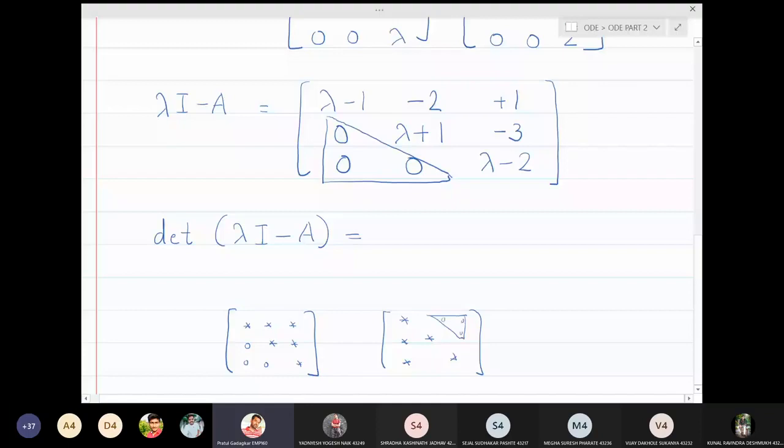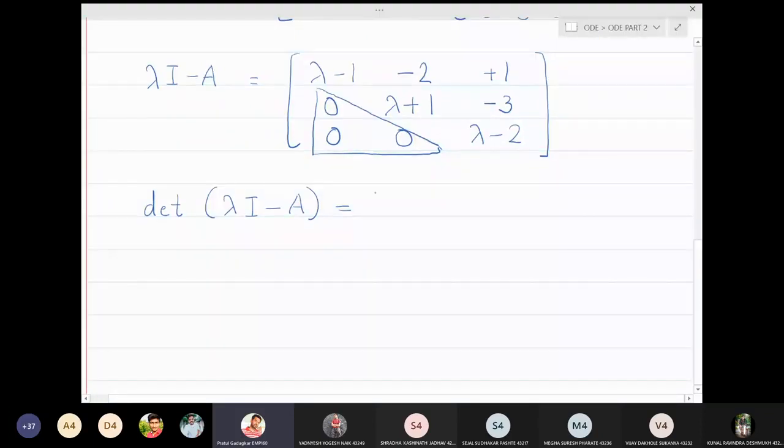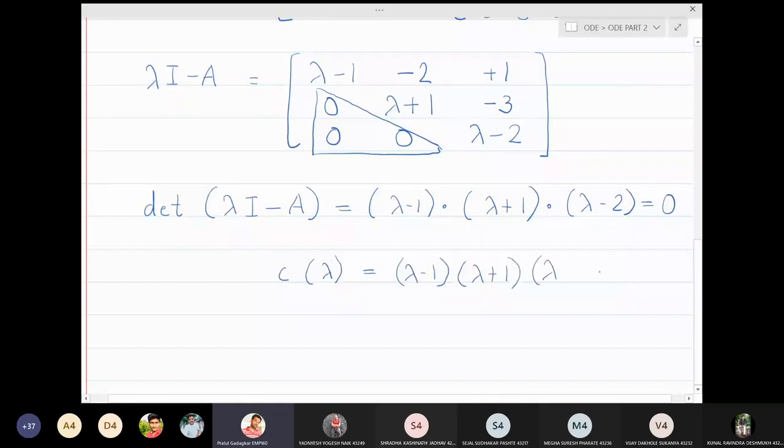In this case, the determinant of such matrices turns out to be just the product of the diagonal elements. So this is A into B into C. These three will multiply and you will get the determinant. Here this matrix is upper triangular, so the determinant will just be the product of the diagonal elements. The diagonal elements are lambda minus 1 multiplied by lambda plus 1 multiplied by lambda minus 2, and if I equate it to 0, that becomes my characteristic equation: lambda minus 1 into lambda plus 1 into lambda minus 2 is equal to 0.